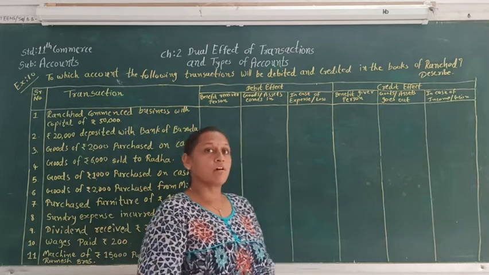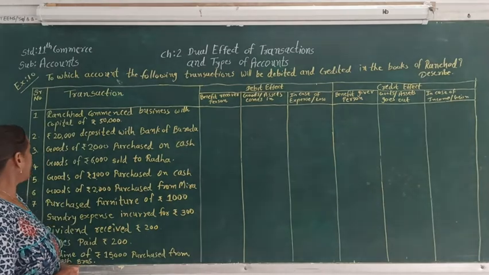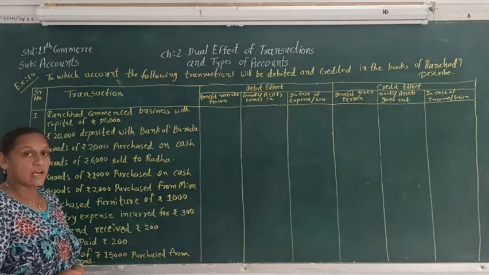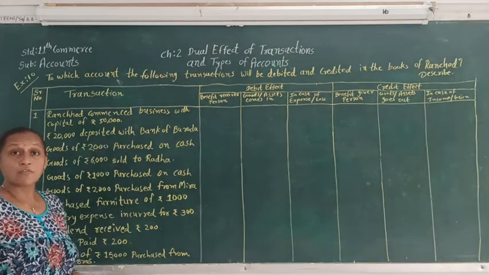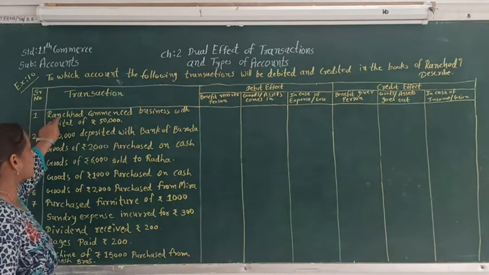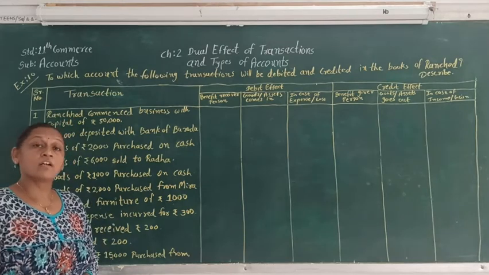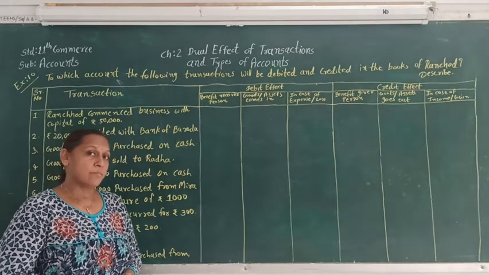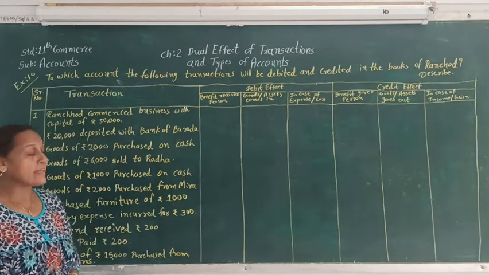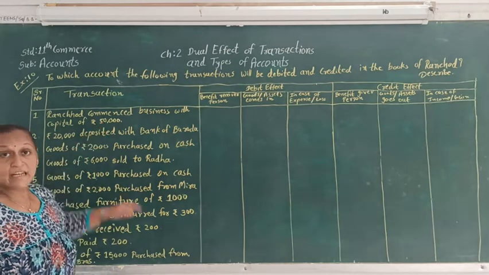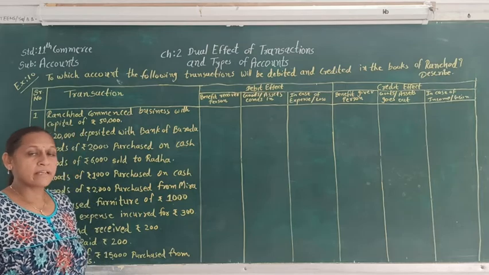So here the first transaction is: Ranchod commenced business with capital of rupees 50,000. So here we have to judge which two accounts are associated. Here we can see that the very first account is Ranchod, and Ranchod is the one who has brought the capital into the business. So he is the owner of the business and he is bringing 50,000. So we can see that cash of rupees 50,000 is coming into the business.